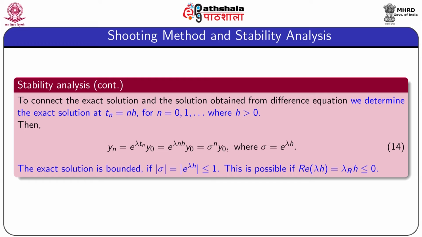The exact solution, that means the solution obtained from equation 14, will be bounded if the absolute value of sigma, equal to the absolute value of e to the power lambda h, is less than or equal to 1. And it is possible if the real part of lambda h, which is nothing but lambda r into h, is less than or equal to 0. It is obvious from the equation, if the real part is less than or equal to 0, then the solution yn converges to 0 for large n.